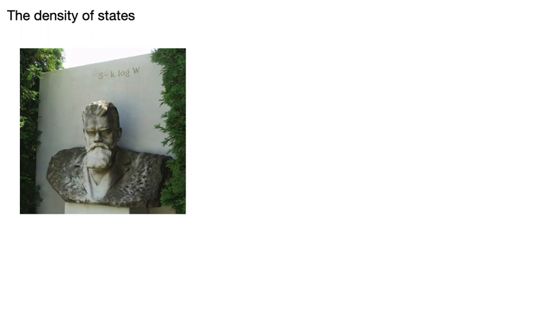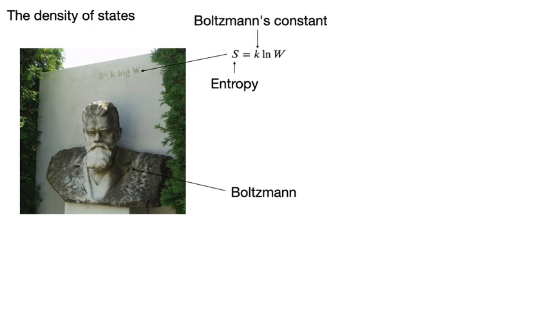So what is this equation? Well, just in case you can't read it from the grave, the equation reads S equals K log W. I've written ln here as we're taking the natural logarithm. In this equation, S is the entropy. The K is Boltzmann's constant. The W is then the number of microstates.